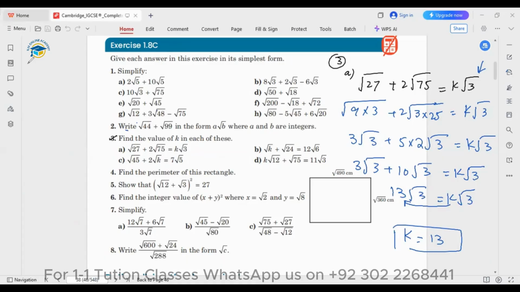Fine. So moving towards part B of question number 3, here they gave us square root k plus square root 24, and this is basically equal to 12 square root 6. Fine. So as we need to find out the value of k over here, we will try to make the similar surd inside the square root. So square root k we need to keep right now as it is, and this we can make as 6 times 4. Okay, 6 times 4 will be 24, and keep this similar.